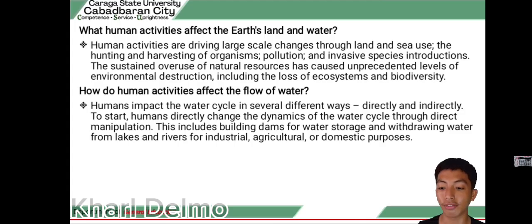How do human activities affect the flow of water? Humans impact the water cycle in several different ways, directly and indirectly. To start, humans are directly changing the dynamics of the water cycle through direct manipulation. This includes building dams for water storage and withdrawing water from lakes and rivers for industrial, agricultural, or domestic purposes.